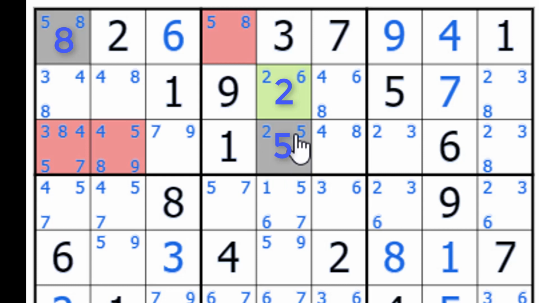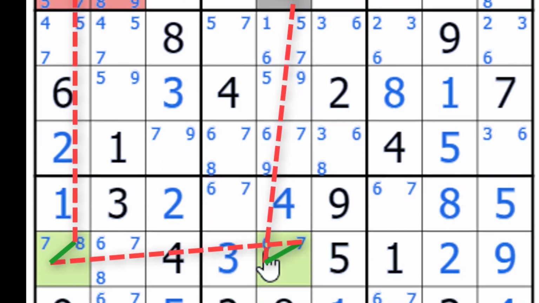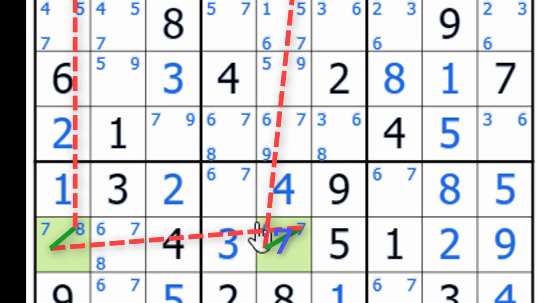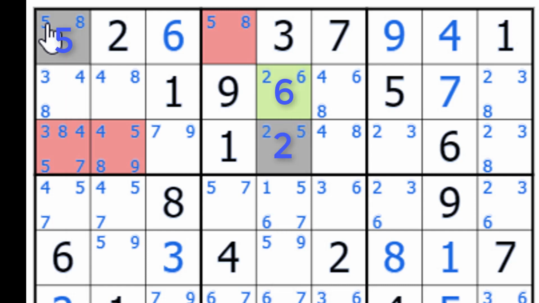So then we go the other way here. We say, not 5, it is 2. Not 2, it is 6. Not 6, it is 7. Not 7, it is 8. We're on a weak link, so that's okay. 8. Not 8, it is a 5. So we've gone the other way around. We're saying if it is 5 at this end, it's not 5 at the other end.